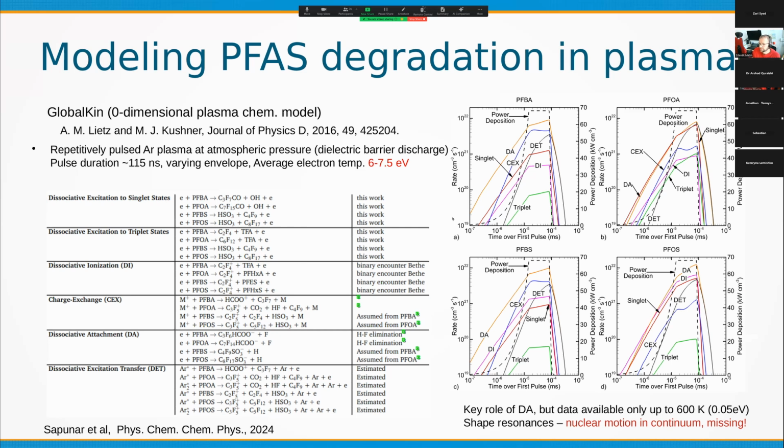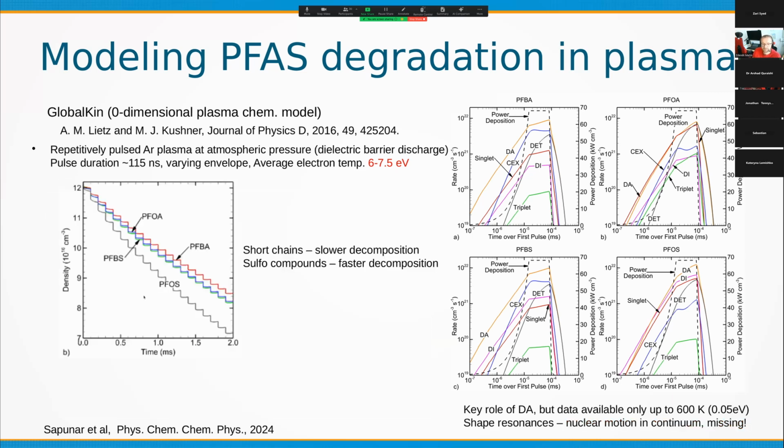And you see all the different processes that were included in the simulation, and the result of the simulation was that we were observing the fragmentation of all those molecules, with the main result that basically the short chain molecules decompose somewhat slower, and also the sulfur components decompose faster. So you can see that for example, for the sulfated compounds, PFBS has a slower decomposition, which is the shorter chain, than the longer chain. And the same thing is true for the other two molecules.